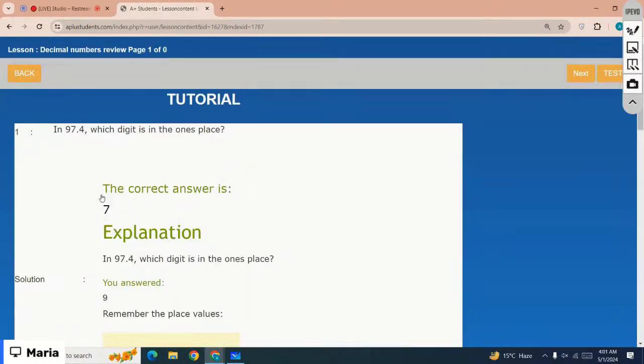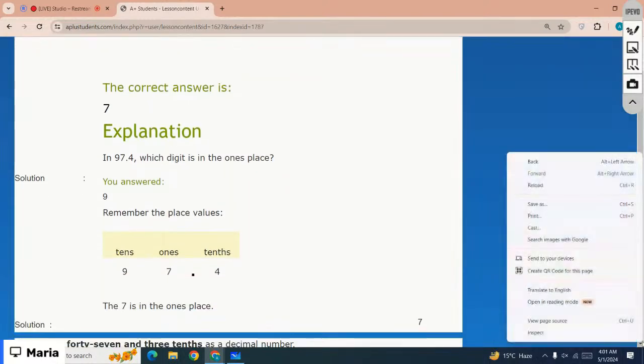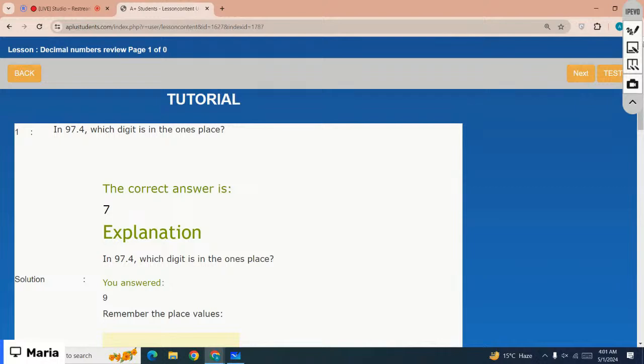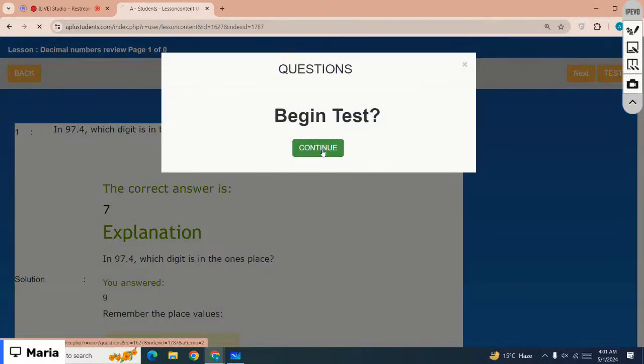Okay, is 97.4. In 97.4, which digit is in the ones place? So which is the correct option? You have to recall the place value chart. So here is a place value chart. 4 is at the tenths position, 7 is at the ones position, and 9 is at the tens position, right? So the digit that is at the ones position is 7. So just keep this place value chart in your mind.